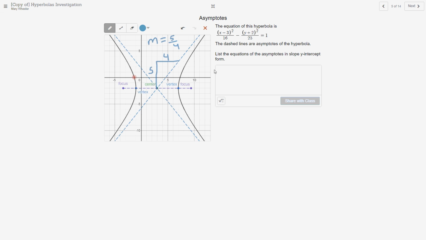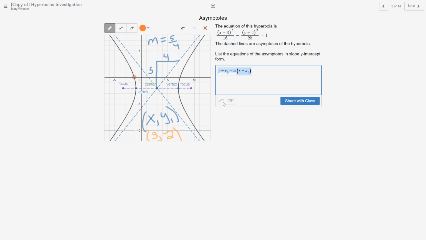I'm going to use point slope form to start with this. And when I do that, if you don't remember what point slope form is, it's y minus y sub 1 equals m times x minus x sub 1. So my slope is 5/4, and the x sub 1, y sub 1 that I'm going to use is going to be my center. That center again is 3, negative 2.